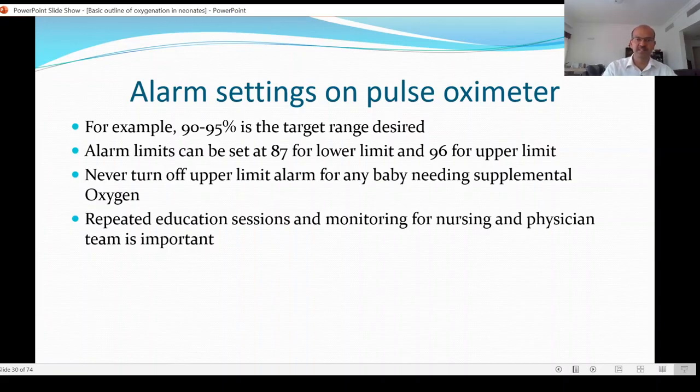Repeated education sessions and monitoring for nursing and physician teams is important for the same reason. So we should be well aware, we should keep discussing. Any colleagues notice that the saturation is more than 96 and someone is not acting when their FiO2 is higher, you do feedback to them, do educate them.